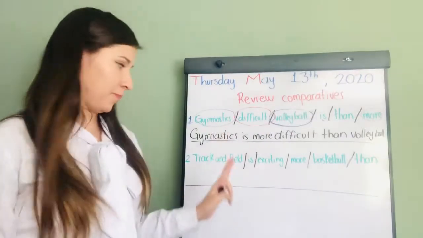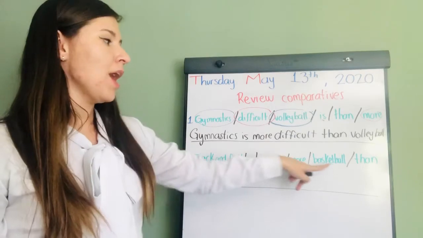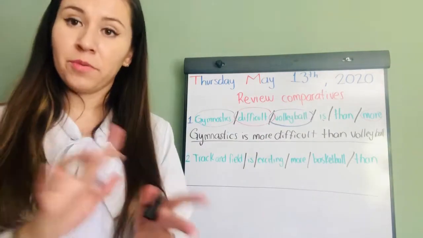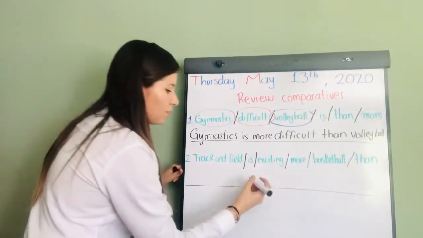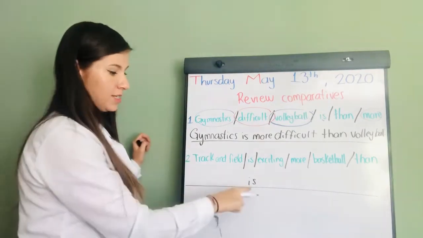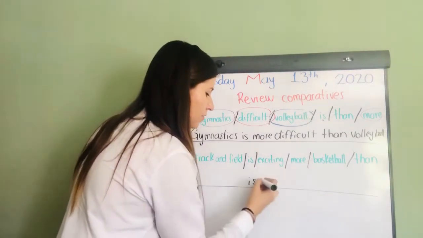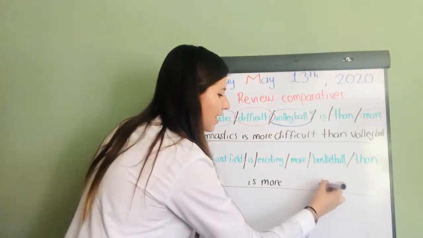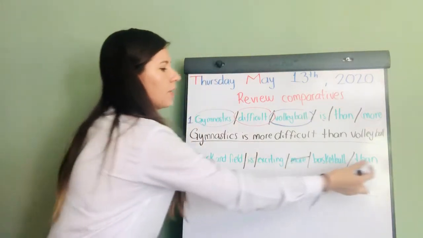Exercise number 2. Track and field is exciting, more, basketball, and done. Again, we have to order the words. We have to follow the same structure as here. For example, we have the word is. This repeats in every sentence, is or are. In this case, is. And we have to add the word more and also than. So we already use is, more, and than.